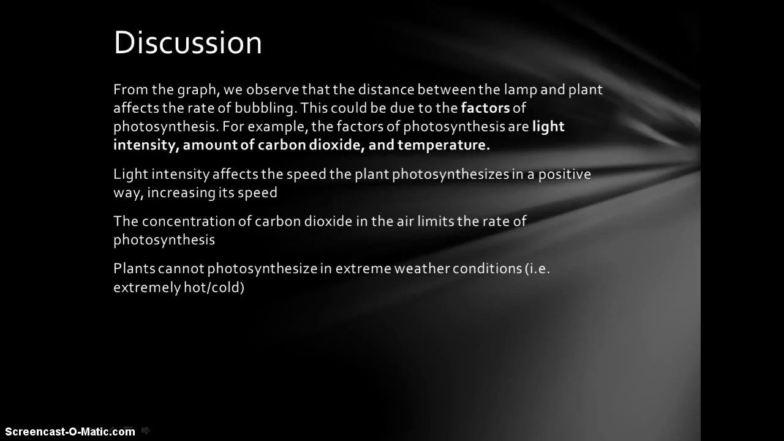Discussion. From the graph, we observe that the distance between the lamp and plant affects the rate of bubbling. This could be due to the factors of photosynthesis. For example, the factors of photosynthesis are light intensity, amount of carbon dioxide, and temperature. Light intensity affects the speed of plant photosynthesis in a positive way, increasing its speed.